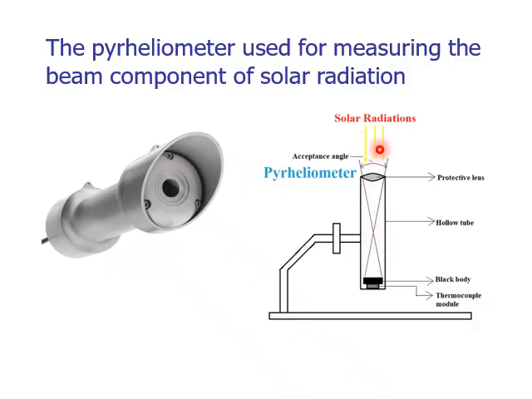The solar irradiation falling here passes a protective lens, and this is a hollow tube, so it will go in with an acceptance angle of up to 5 degrees. Then it comes in, and similar to the pyranometer there is a black body and thermocouple setting. So we are capturing the normally incident solar irradiation through it, and it gives us a measure of the direct solar irradiation.